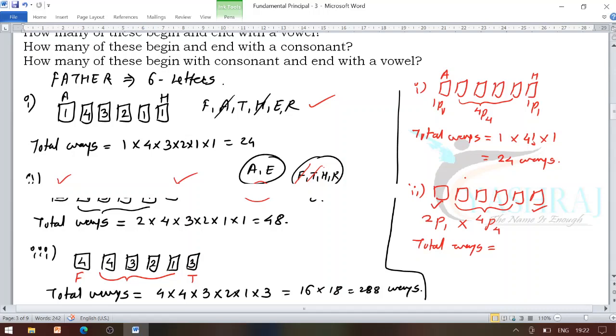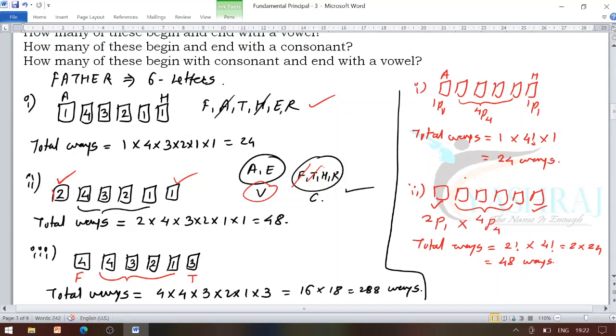As per the multiplication principle we get 2P1 into 4P4. So the total number of 6-letter words that can be formed by using the letters in the word father that start and end with vowels is given by 2P1, which is 2 factorial divided by 2 minus 1, that is 1 factorial. 1 factorial is 1. So we get 2 factorial into 4 factorial divided by 0 factorial, which is 1. 2 factorial is 2 while 4 factorial is 24. So we get 24 2s are 48 ways. That means there are 48 different 6-letter words that can be formed by using the letters in the word father that start and end with vowels. Same thing you may try for the consonants, start and end with the consonants, in the same basic way.